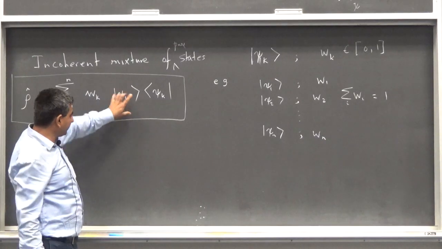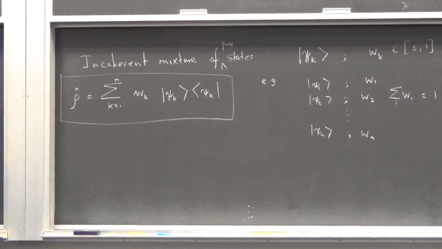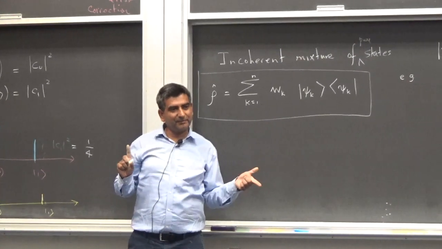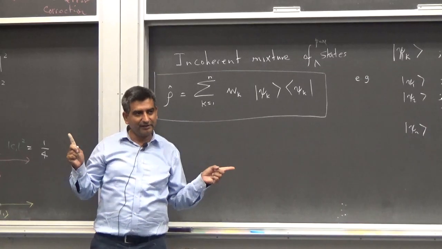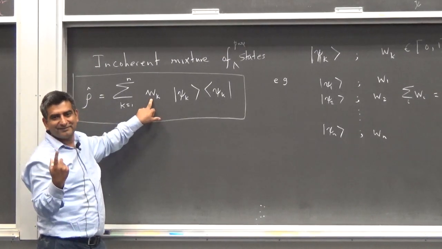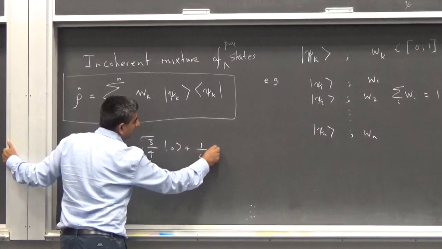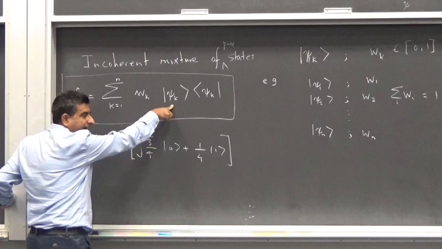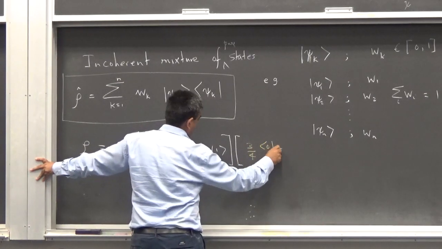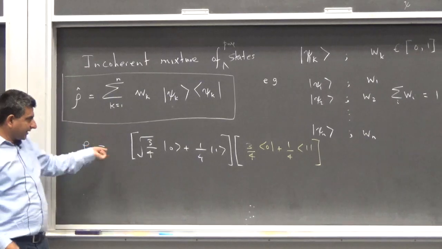Remember, each of these states, this state on its own is normalized. Otherwise, nothing is going to make sense. Examples. So in the first example here, there is only one kind of quantum state inside the mixture. Only one kind, because all of these particles are identical. So there's only one W, which is 100%. And psi, of course, is 3 by 4 ket 0 plus 1 by 4 ket 1. This is the ket, and the corresponding bra is, and W is just 1, so the summation just has one entry in it.